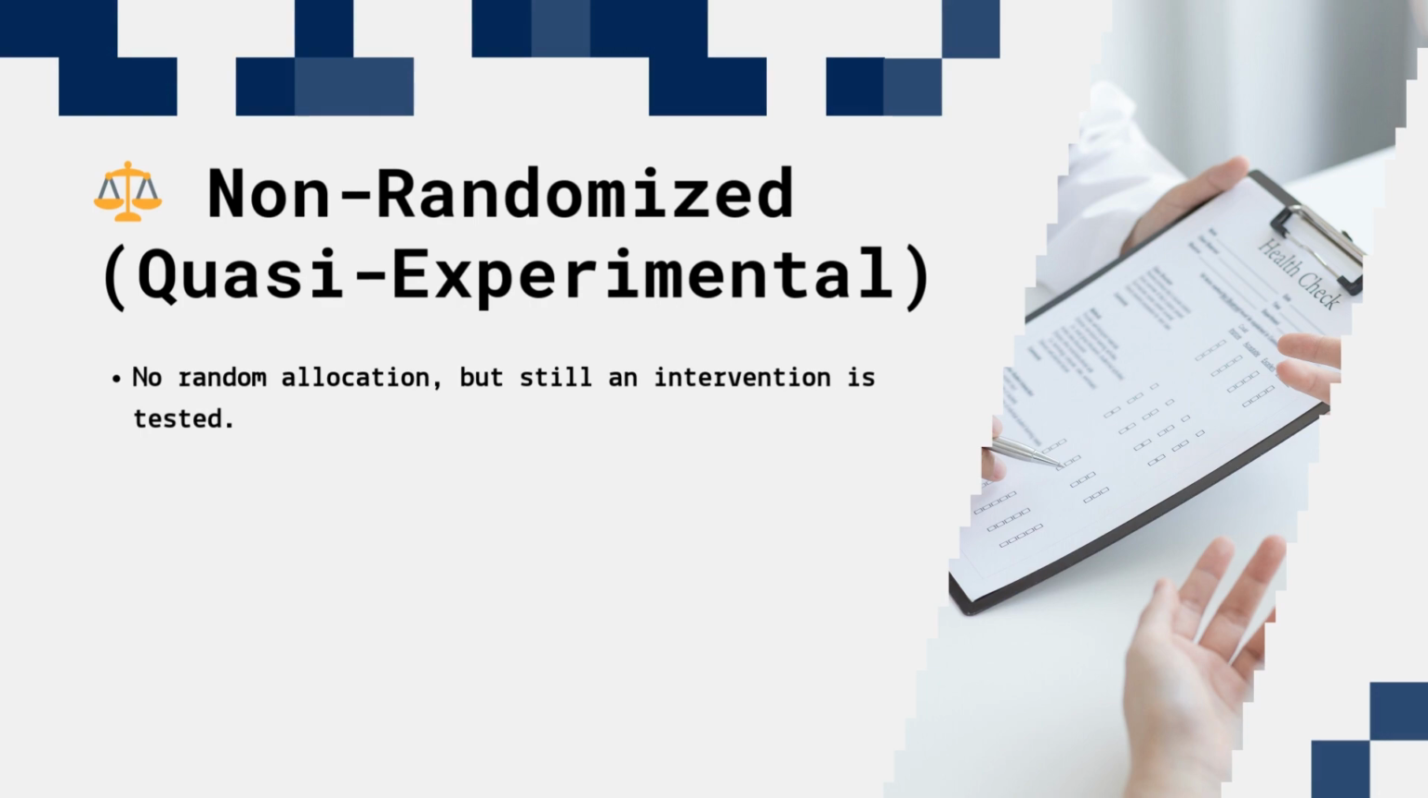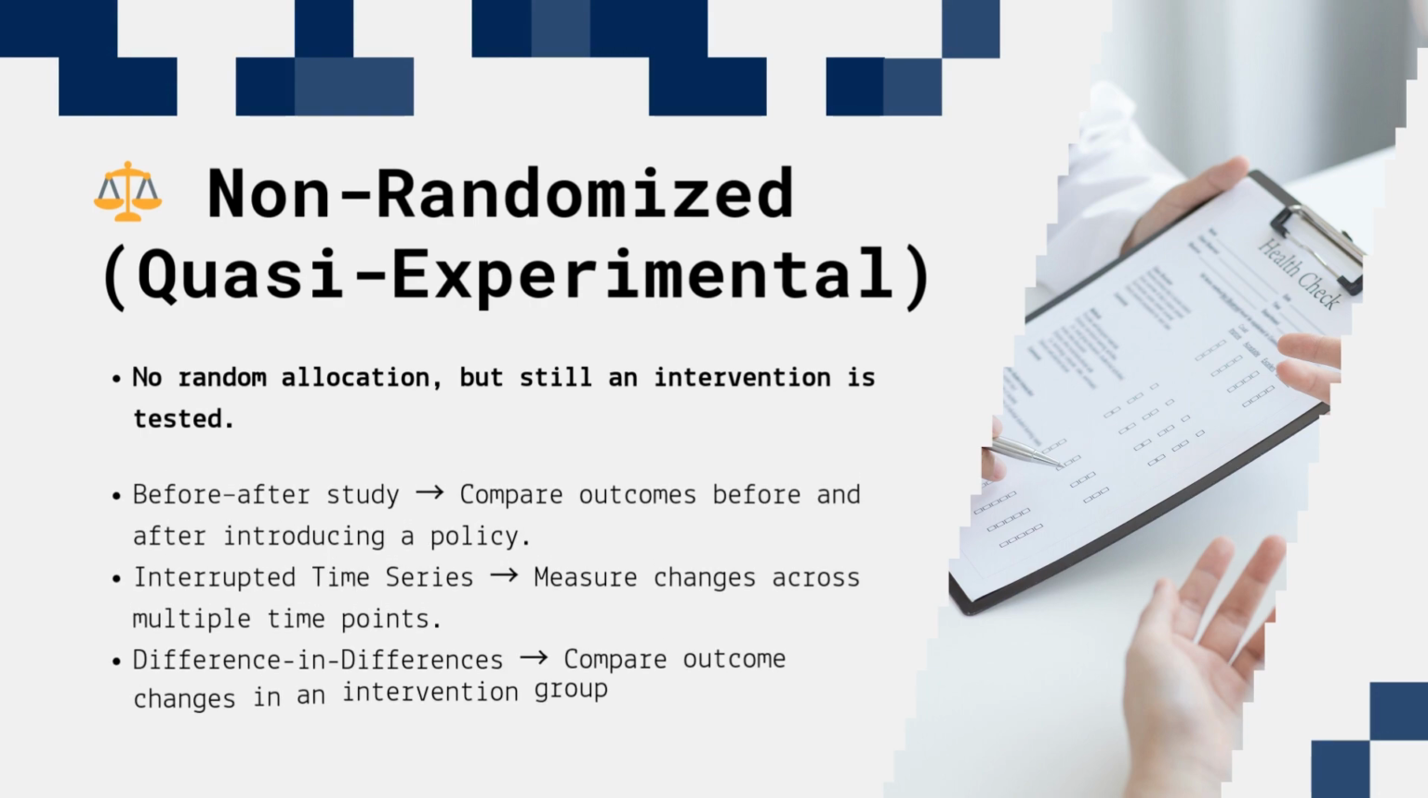Some common designs include before-after studies, where researchers measure outcomes before an intervention is introduced, and then again afterward in the same group. Interrupted time series, which analyze outcome trends across multiple time points before and after an intervention to see if there's a sudden change in level or slope.